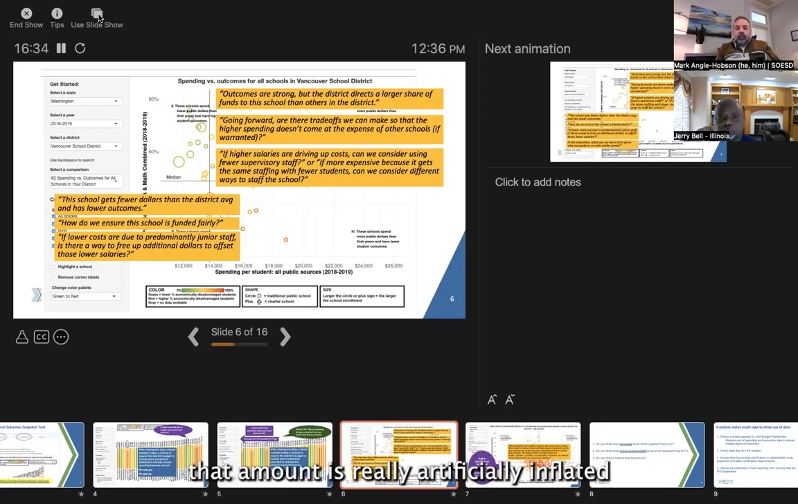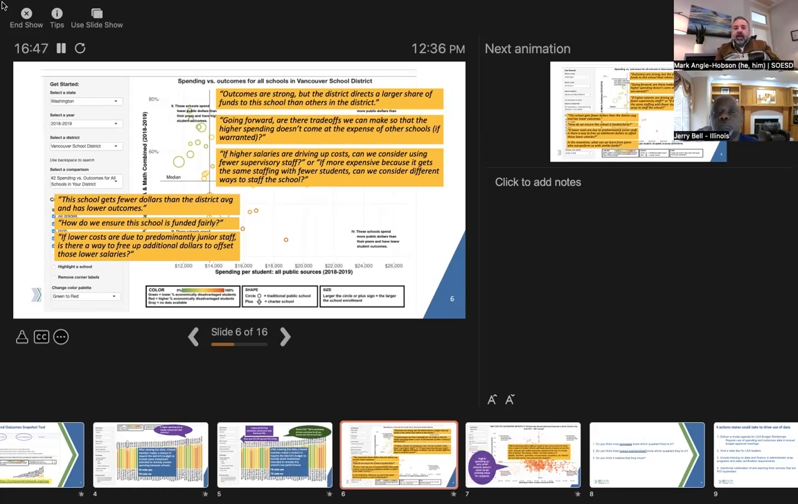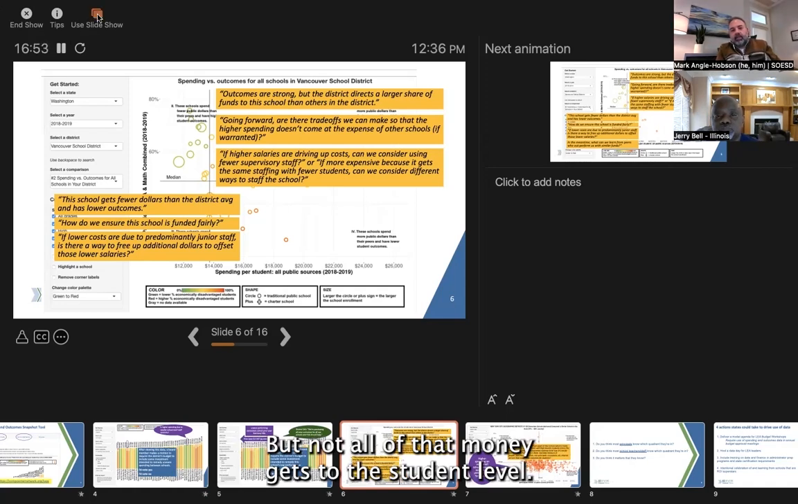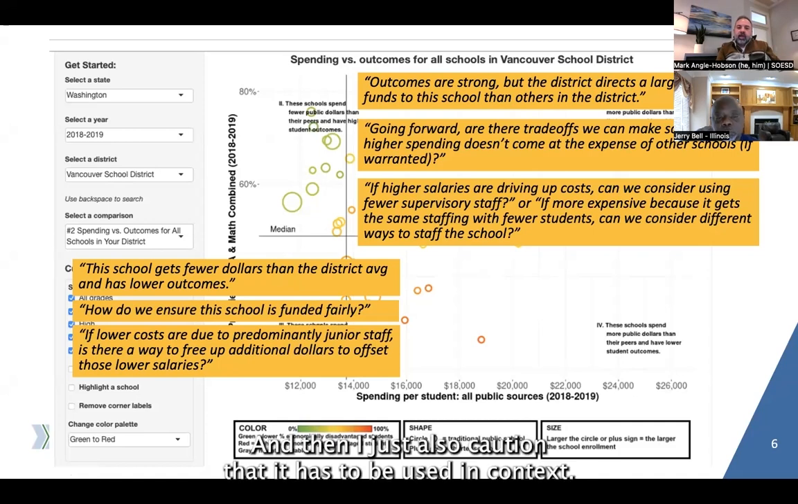That amount is really artificially inflated. I left Virginia to move to Oregon, and I looked at the school I was at in Virginia, and the Oregon school looks like it's funded at twice the amount per pupil, but not all of that money gets to the student level. So it's amazing data. I am so happy to have this resource. And I just also caution that it has to be used in context.